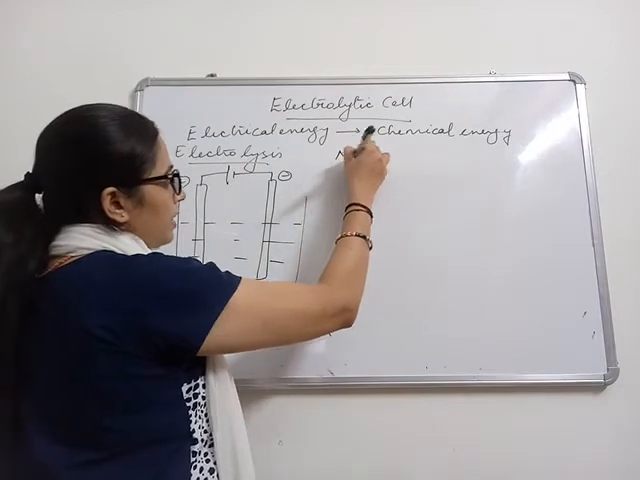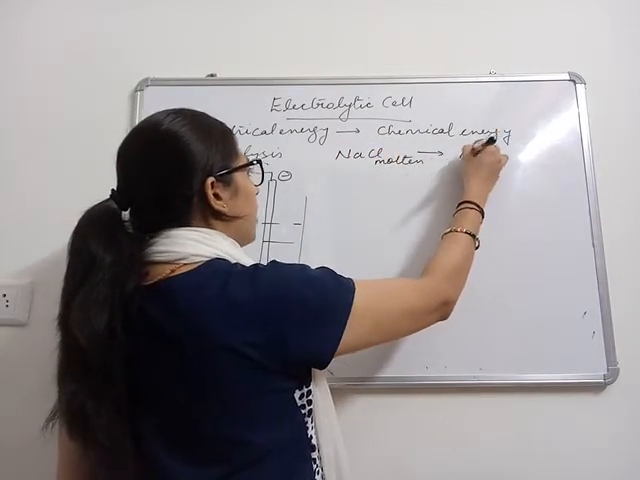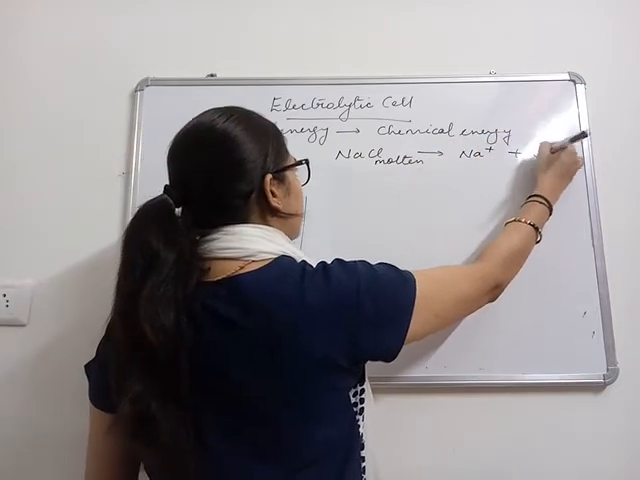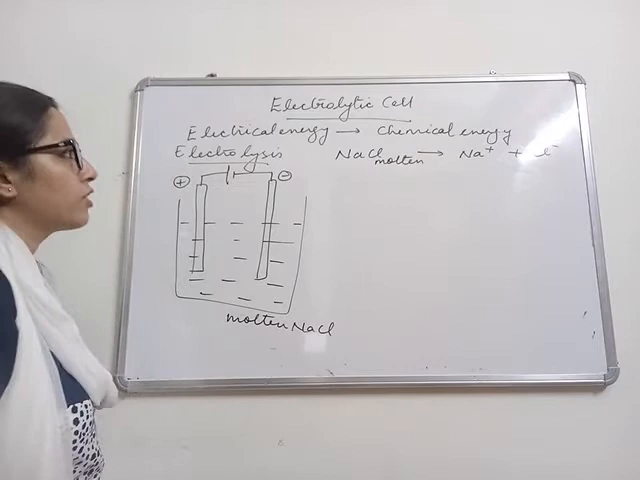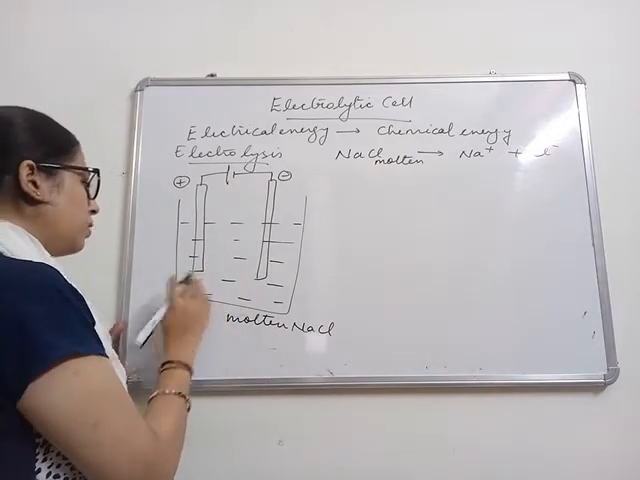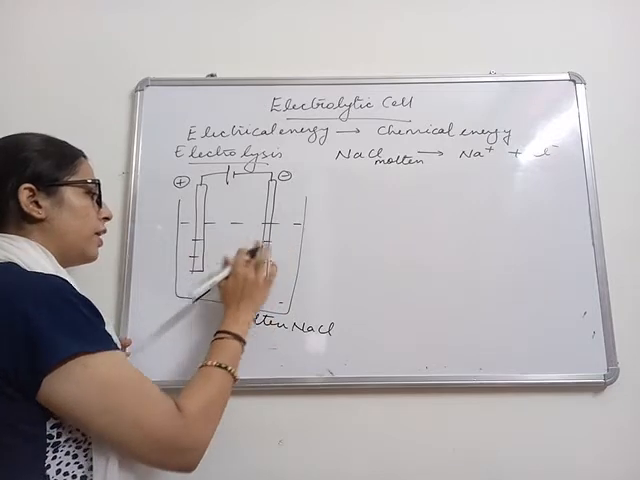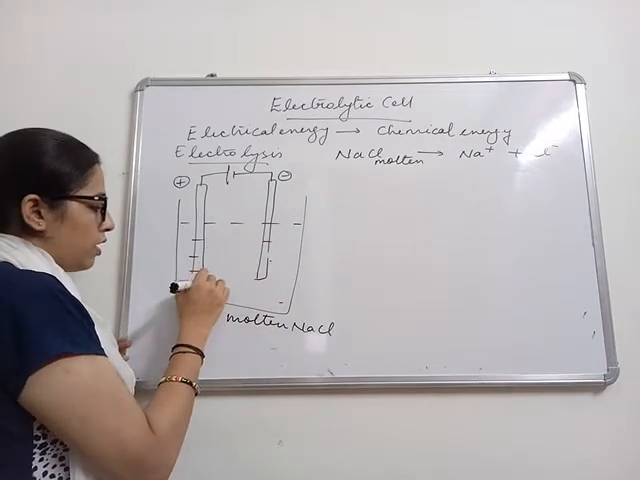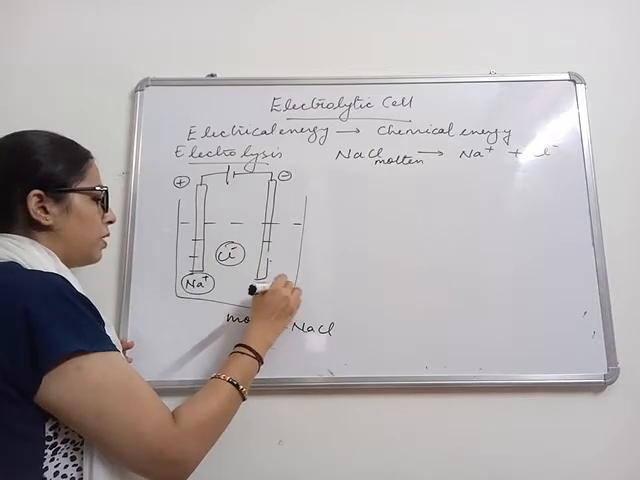Now normally NaCl in molten state will just break down as Na plus and Cl minus. No further reaction occurs without giving any kind of electrical energy. So here you have in this container the solution, I'll write it in general. You have a few Na plus, Cl minus, Na plus, Cl minus.